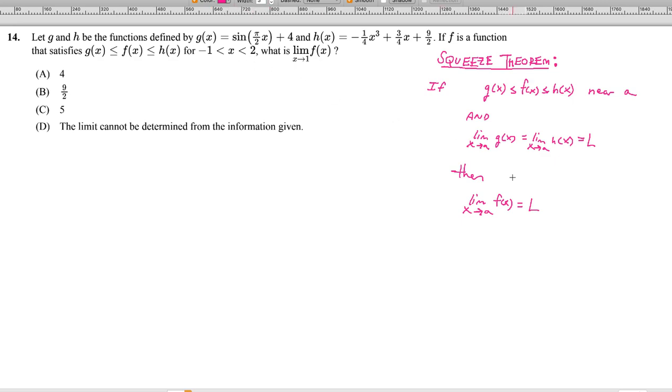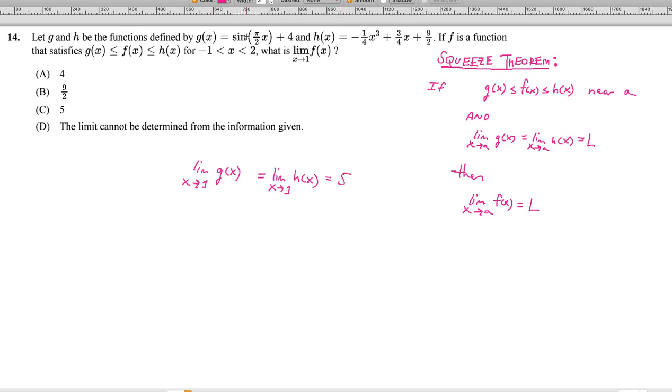We also know the limit as x goes to a of g of x. When I'm investigating, a is going to take the role of 1. And the limit as x goes to 1 of g of x, as we will see soon, is actually equal to the limit as x goes to 1 of h of x, and they both equal 5 in this case.